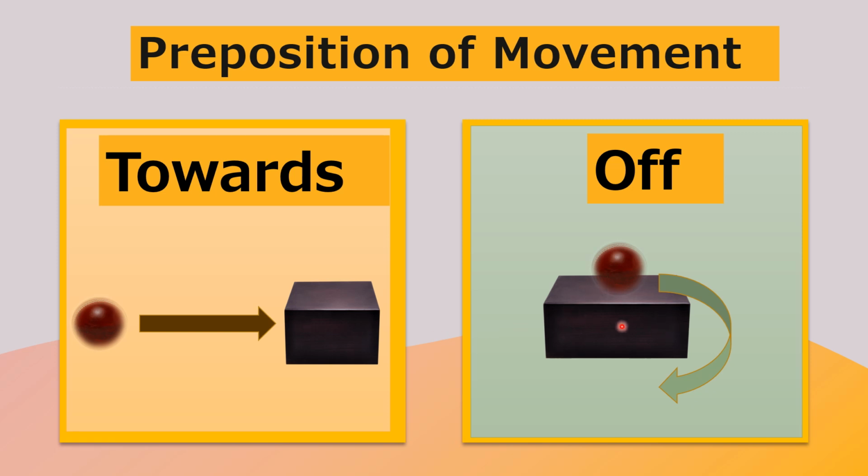Off. The box is here. The ball is already kept here on the box. But now the ball is moving out from the box. So it is called off. The ball is moving off the box.